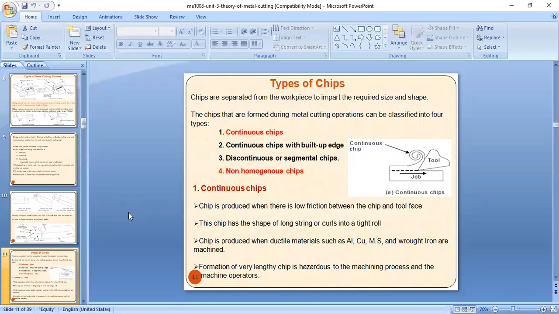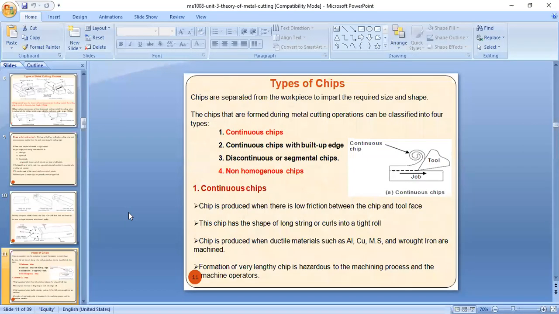The first one is the continuous chip. It is formed with ductile material, just like aluminum, copper, mild steel, and wrought iron. The chip is produced when there is low friction between the chip and tool face. Whenever you are using a ductile material, the chip is formed in the form of long strings or curls in a tight roll, just like a spiral. The formation of long lengthy chip is also heterogeneous.